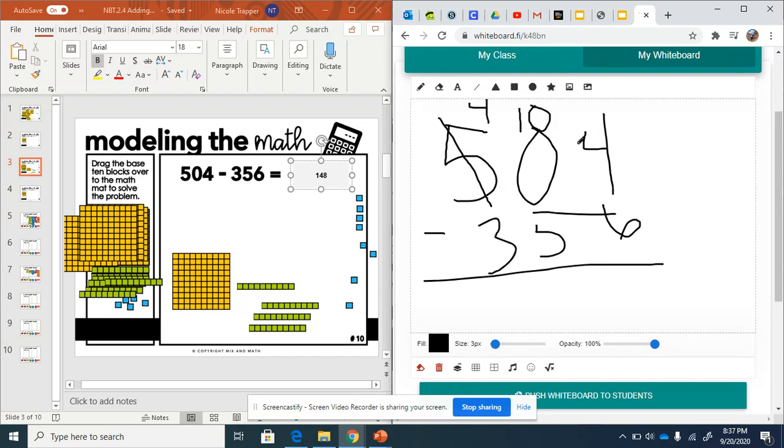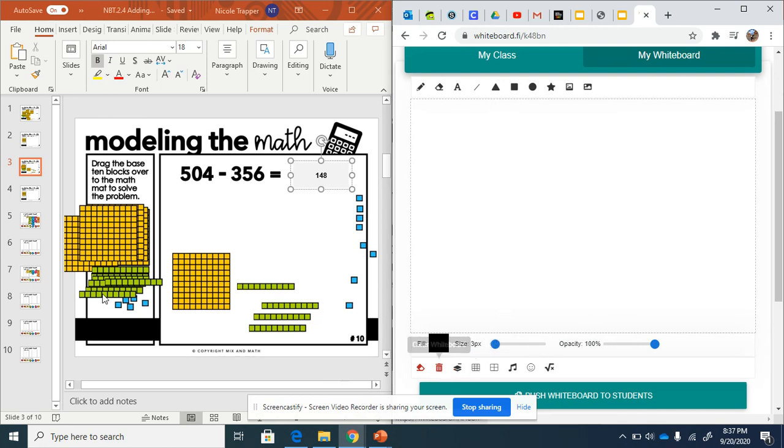But I still need something for my 4, so I have to cross out the 10. Now I have 9 tens left, and now I'm left with 14 ones and 9 tens, just as we did in the model. 14 minus 6 is 8. 9 minus 5 is 4. And 4 minus 3 is 1. So my answer is 148.